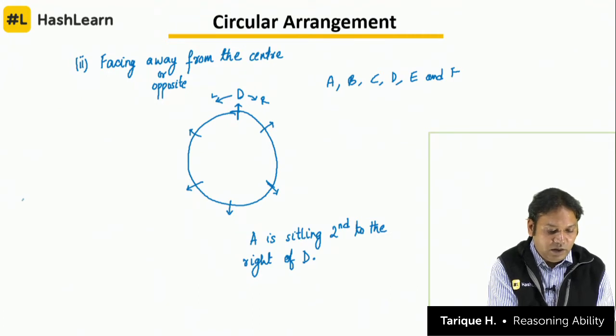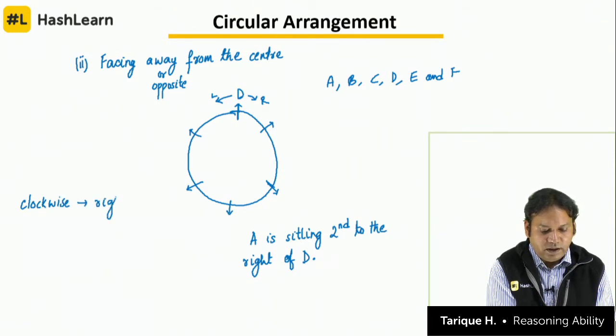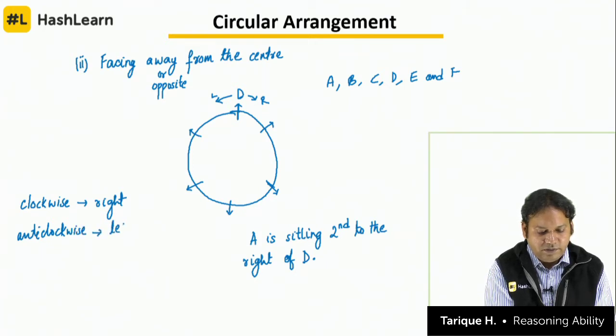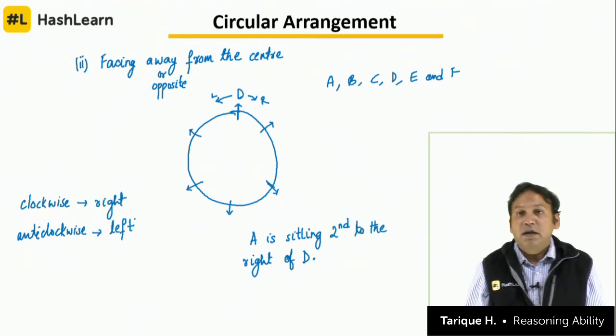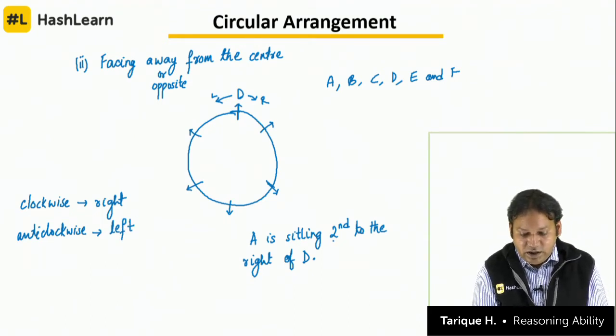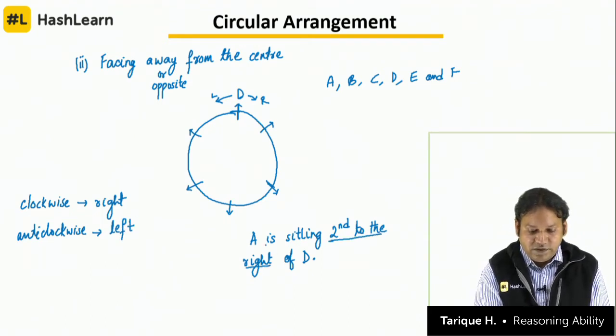That means now clockwise is our right here, and anti-clockwise, reverse or counterclockwise, is our left. So A is sitting second to the right of D. First right is this position, second right is this position, so A will be here.